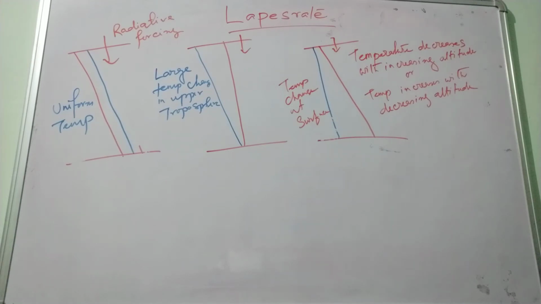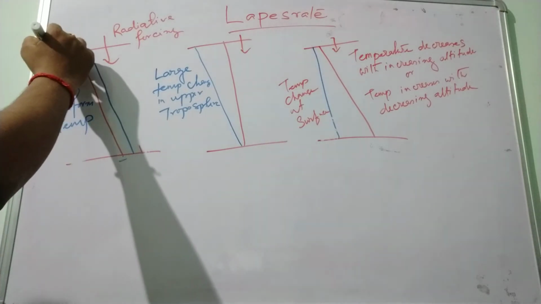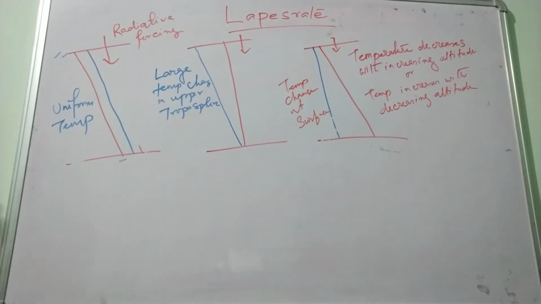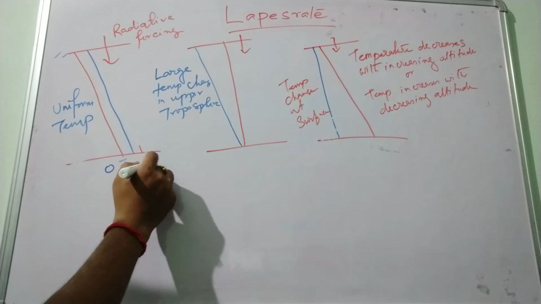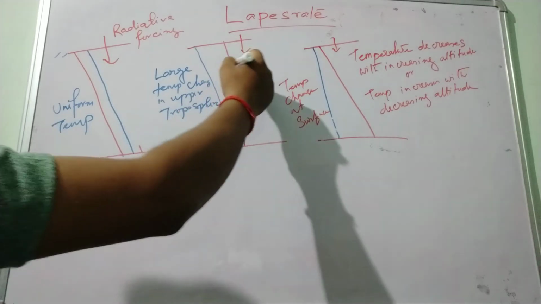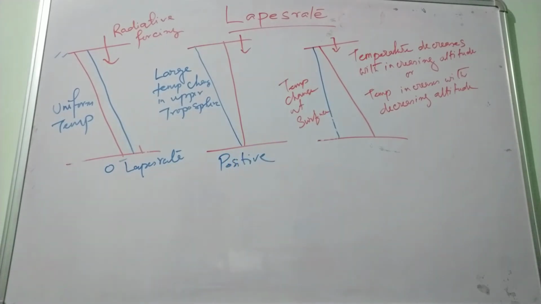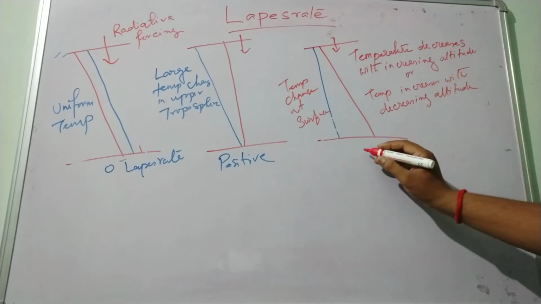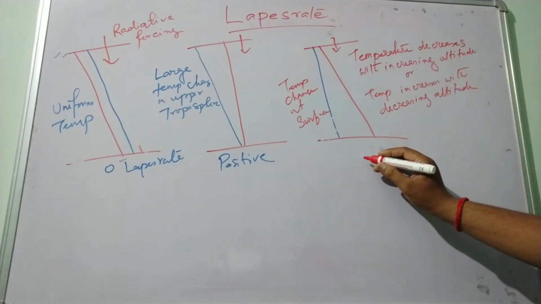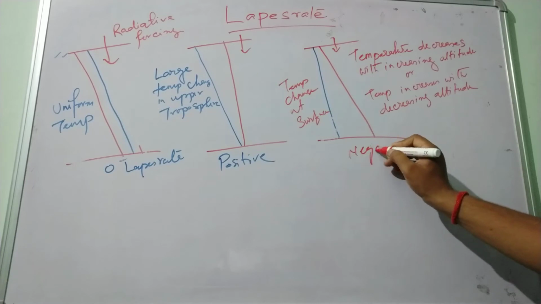There are three conditions that are available. There is a uniform temperature at the surface and the troposphere, which is known as the zero lapse rate. When the temperature decreases with elevation, it is known as the positive lapse rate, and when the temperature increases with elevation, that is known as the negative lapse rate.